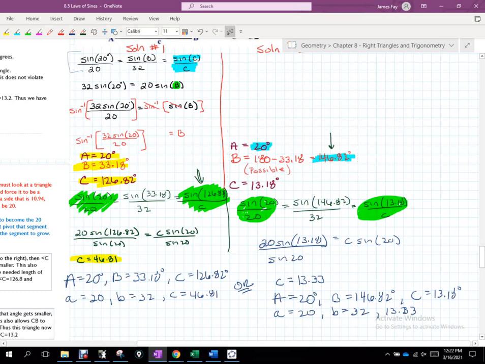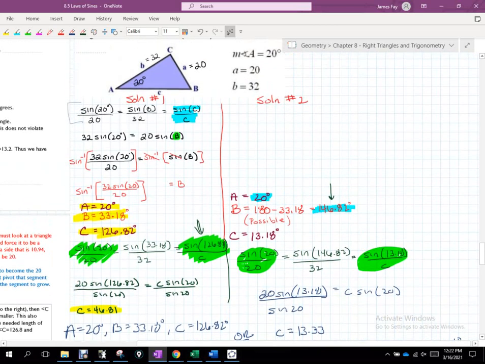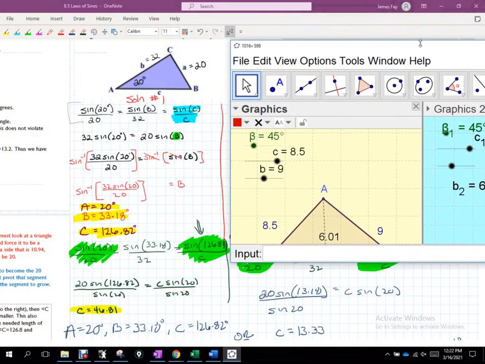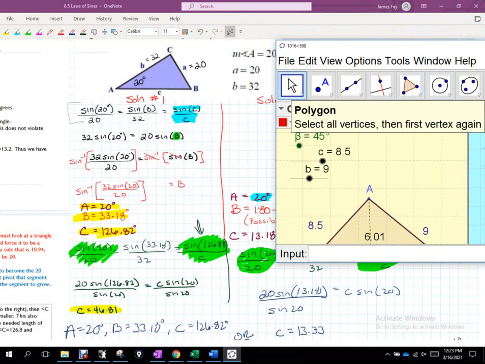But this is what we're talking about. I want to show you, it might take a minute to construct this, but I'm going to show you this exact scenario in GeoGebra. But give me a minute. I'm going to pause.